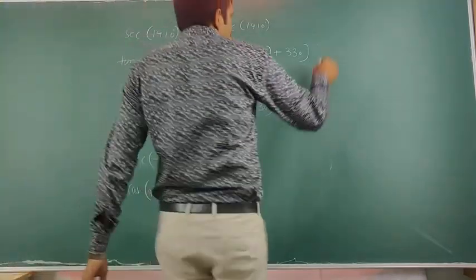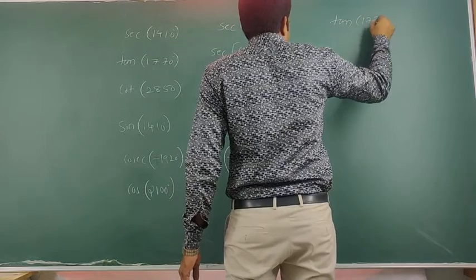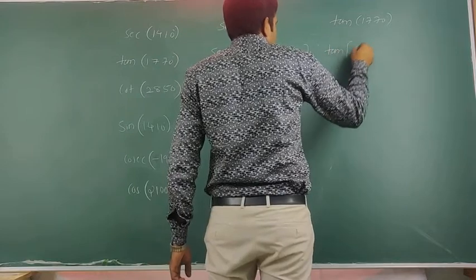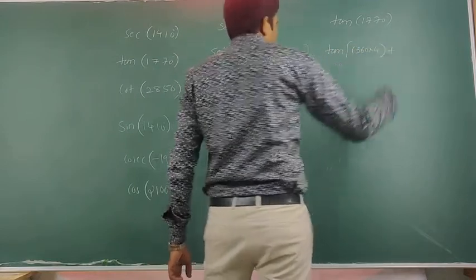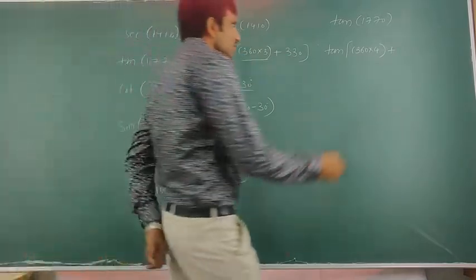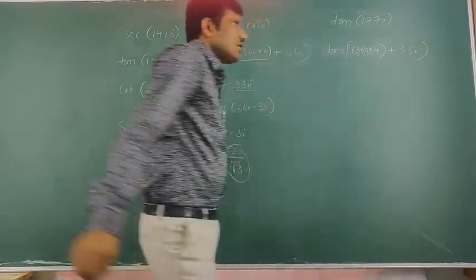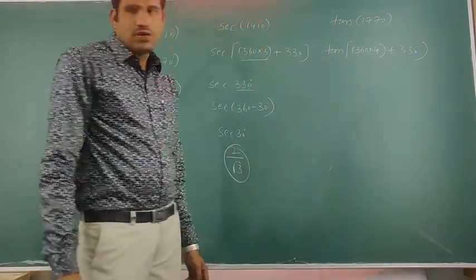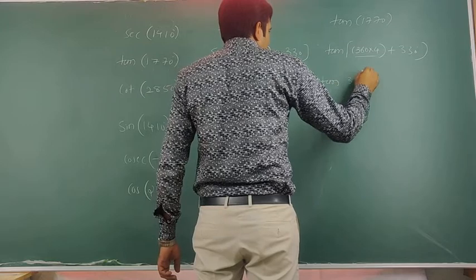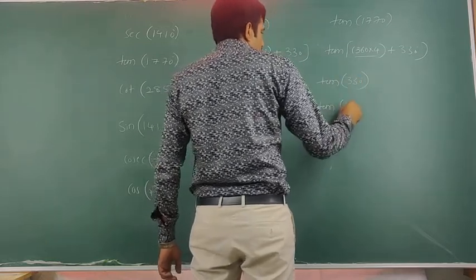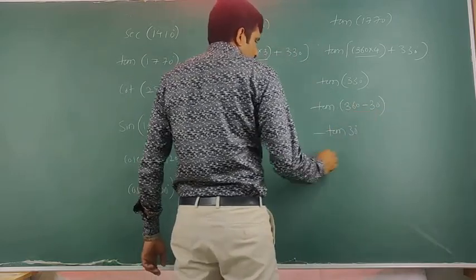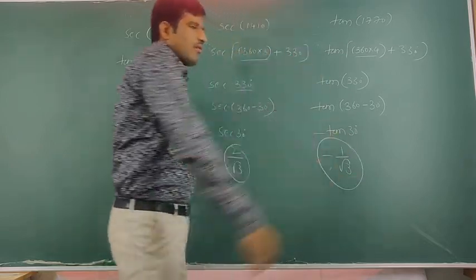And similarly, what is tan of 1770? Tan of 1770 I can write as tan of 360 into 4 plus 330. 360 into 4 is 1440, plus 330 is 1770. Now this 360 into 4 we can neglect, that is tan of 330 degrees. So 330 is in the fourth quadrant, that is tan of 360 minus 30. Tan of 360 degree minus theta is minus tan theta. So minus, what is tan of 30 degrees? Minus 1 by root 3.